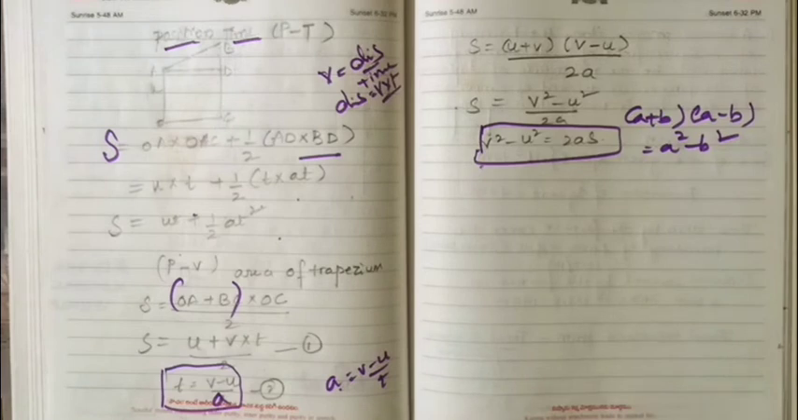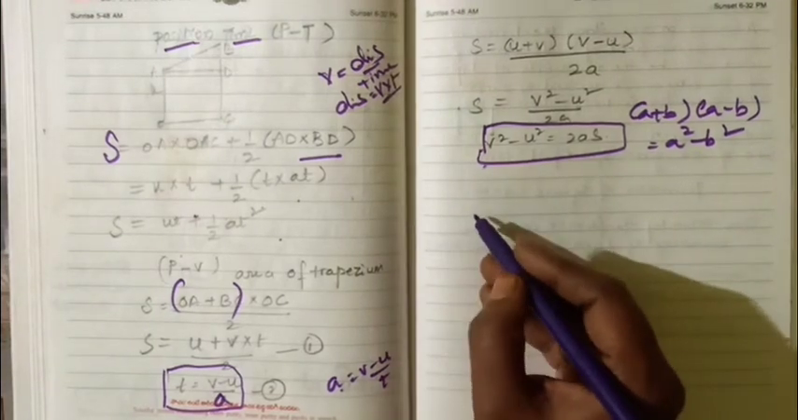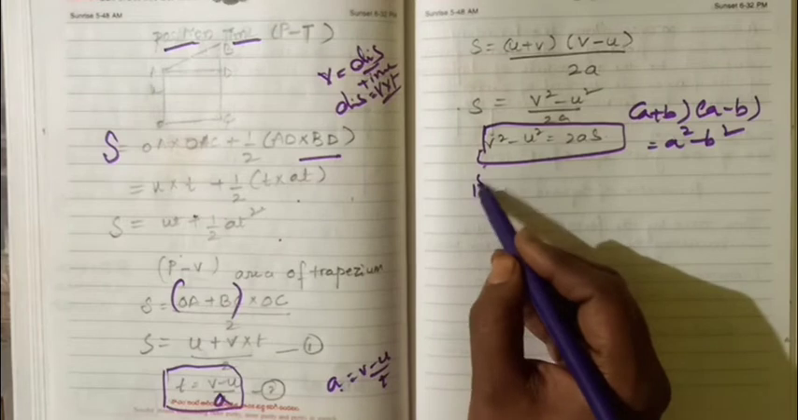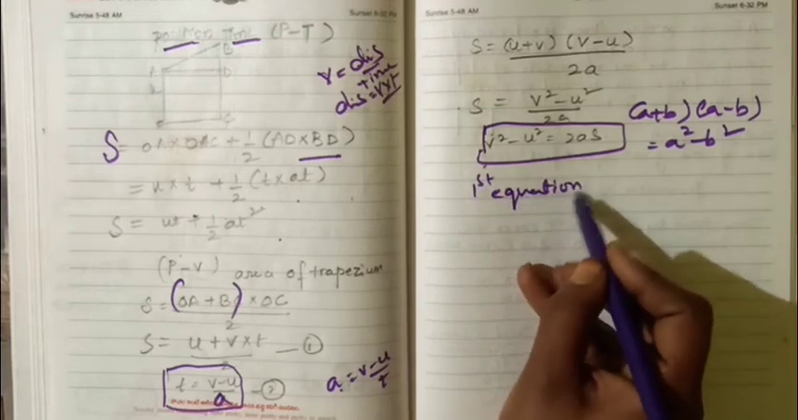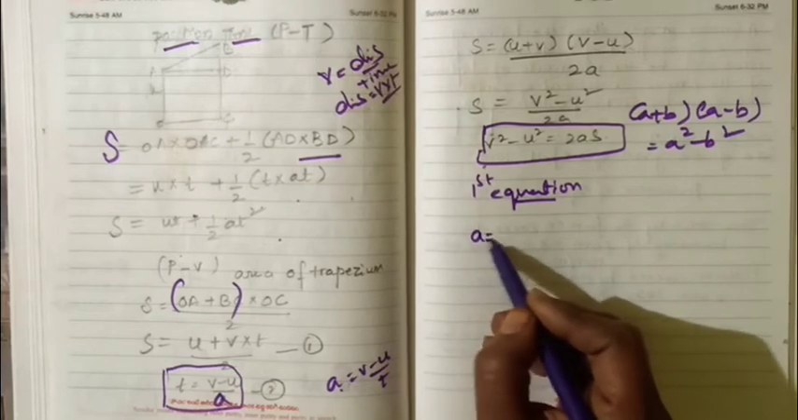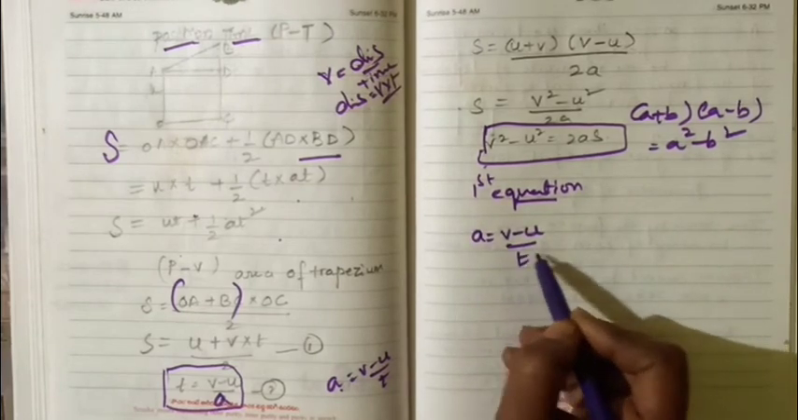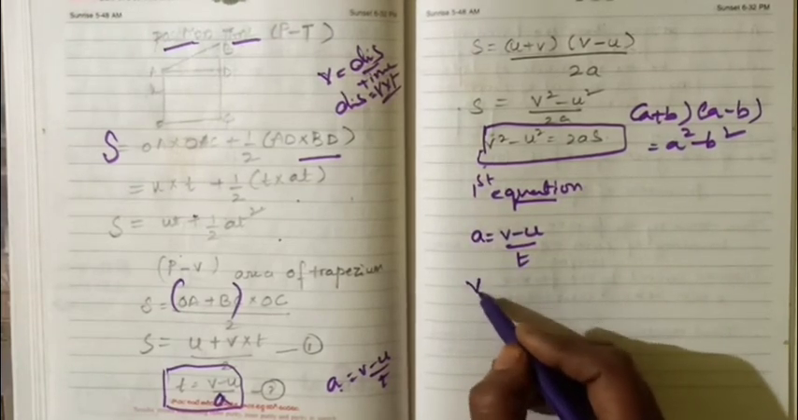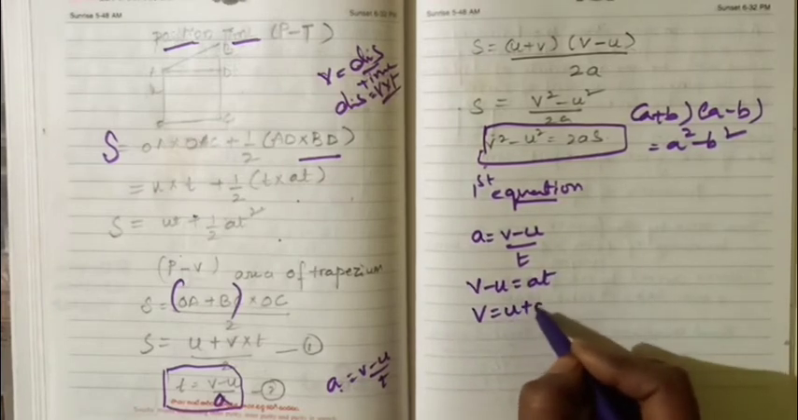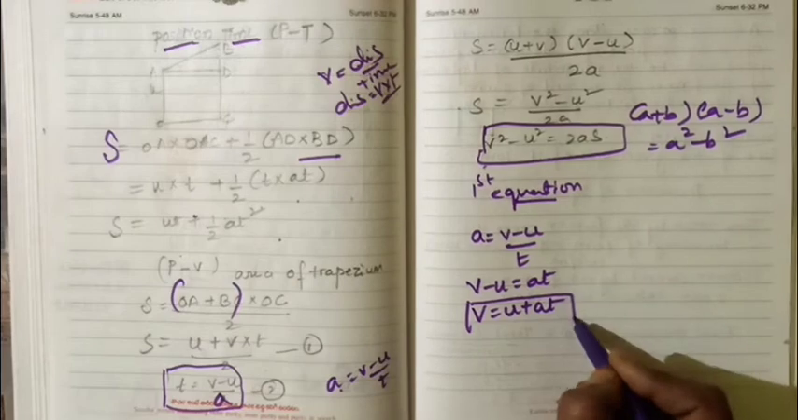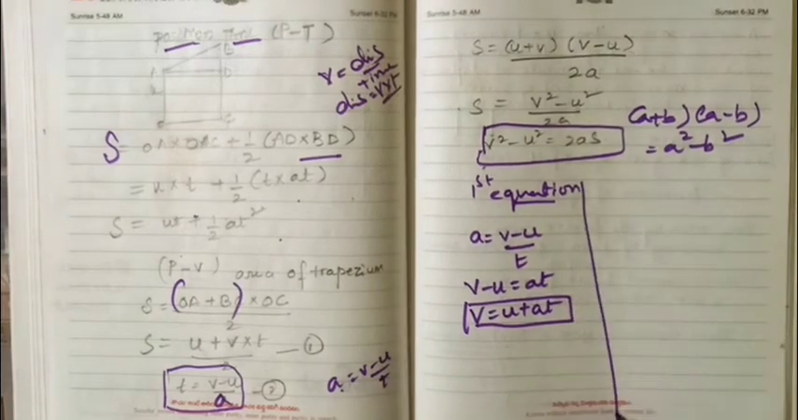So with this we have solved all three equations with the graphical method. Suppose you want to solve it by the algebraic method. For the first equation, that is V is equal to U plus AT, we take acceleration is equal to V minus U by T. So V minus U is equal to AT, and V is equal to U plus AT. This becomes the first equation of motion.